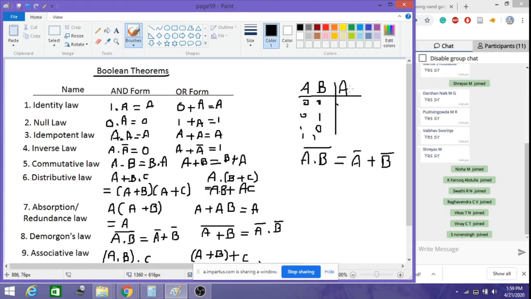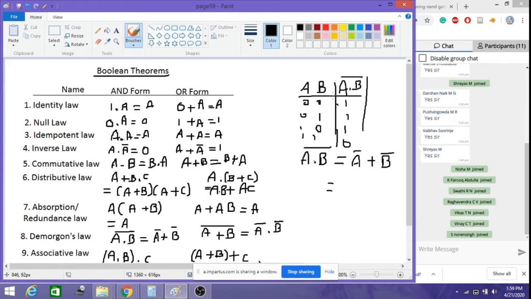Then we'll take this as A into B bar. So 0 into 0 is 0, and its complement is 1. This is again 1, this is 1, and this is 0. Why is that 0? Because 1 into 1 is 1 and its complement is 0. So same thing if you look into this A bar.